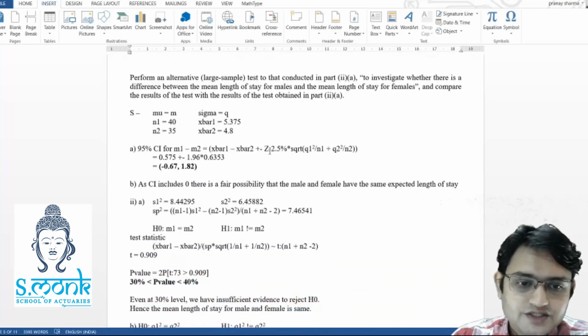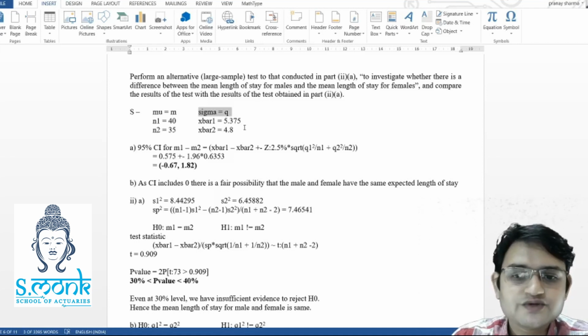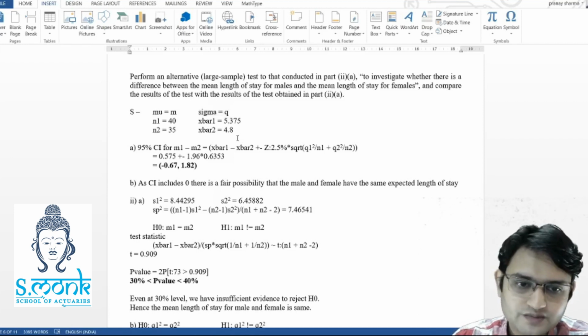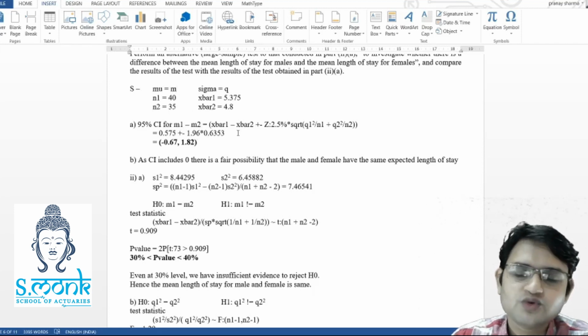For confidence interval and hypothesis testing, I have specified mu and sigma. For sigma, I have not used S because we use S for our sample variance. That is why I've used Q for sigma. x bar 1, x bar 2, n1, n2. You can see a 95% confidence interval for m1 minus m2. For mu I have used m, you can directly use mu. Mu is not very difficult to write.